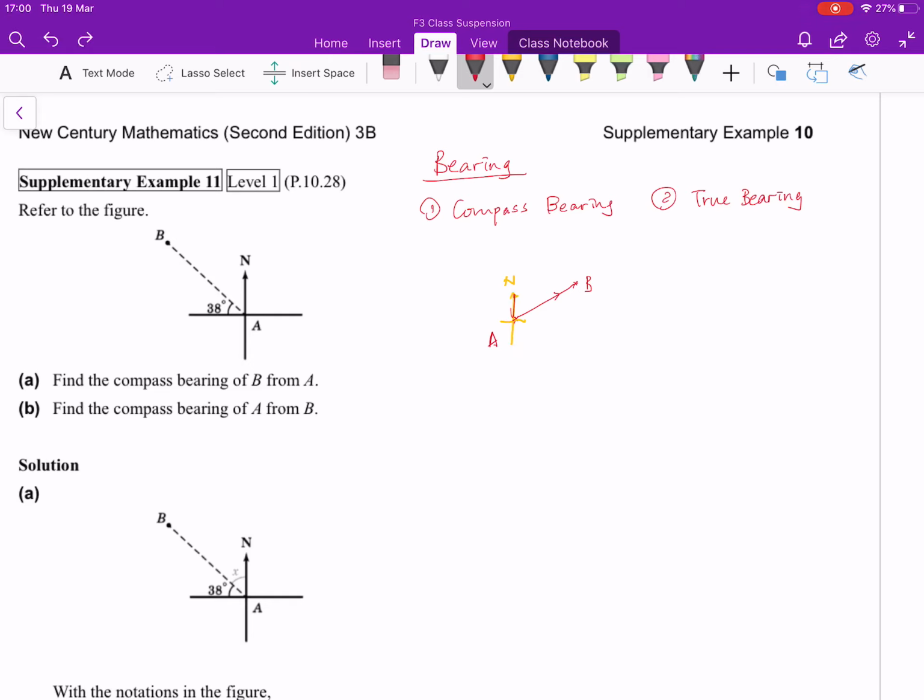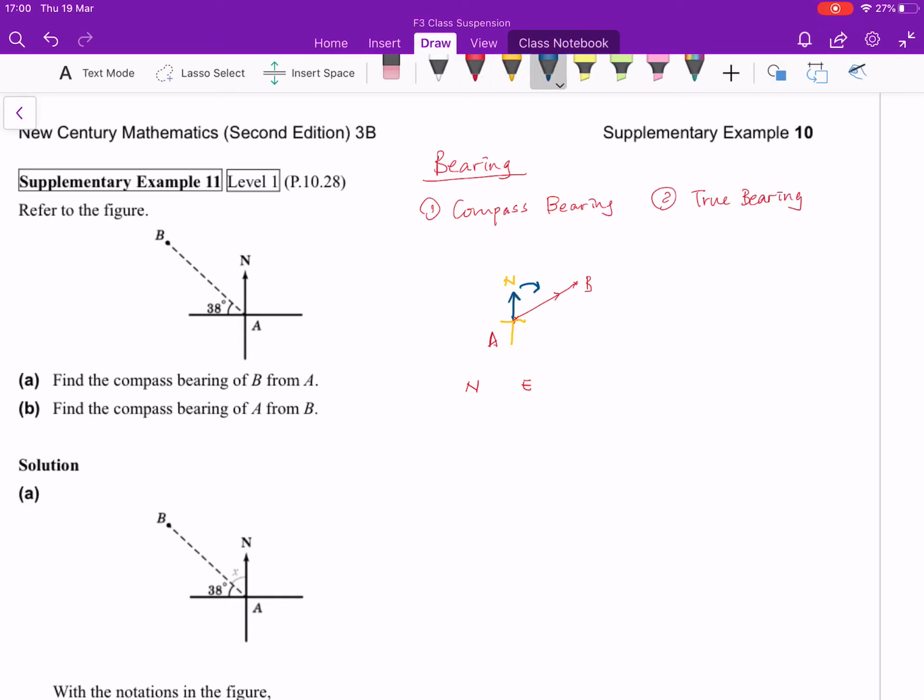So for the bearing of B from A, we start at N. Now you are looking at the north direction. You need to turn your head eastward instead of westward for you to look at B. So your compass bearing will end at E, because when compared with the westward direction, you need to turn your head eastward to look at B.